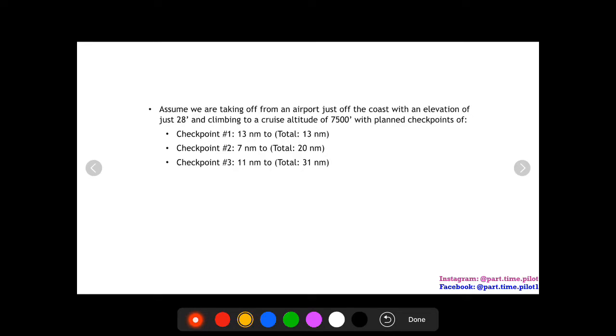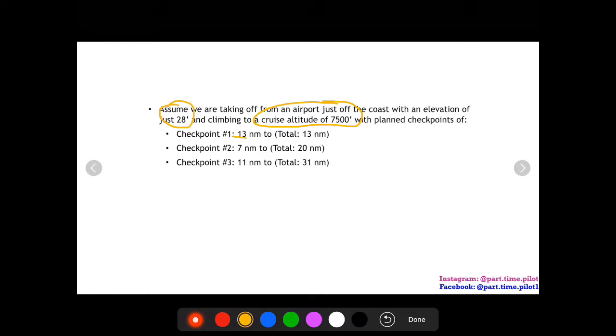For this example, let's assume the following mini cross-country course. We're taking off from an airport just off the coast, so almost sea level, with an elevation of 28 feet, up to a cruise altitude of 7,500 feet. And then we're going to have 3 checkpoints.